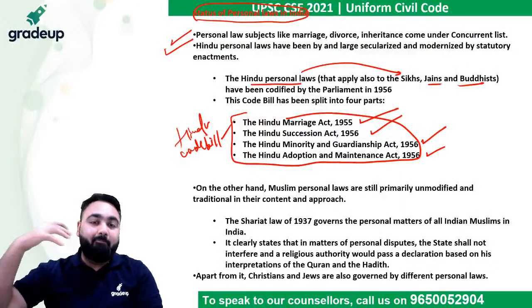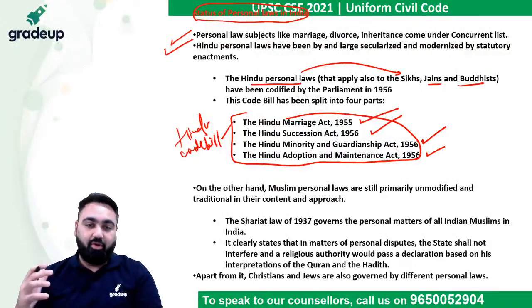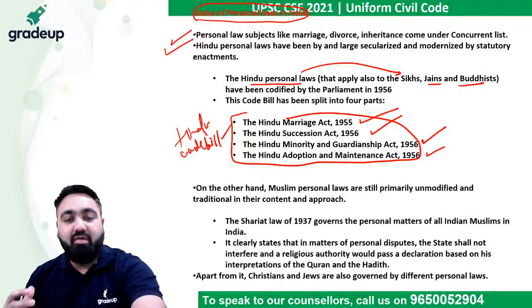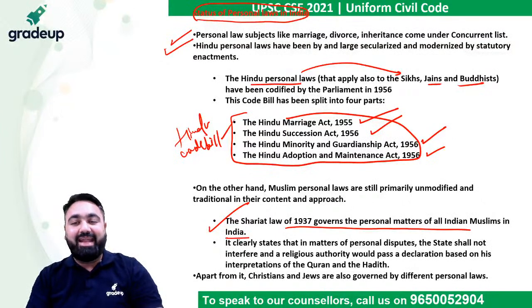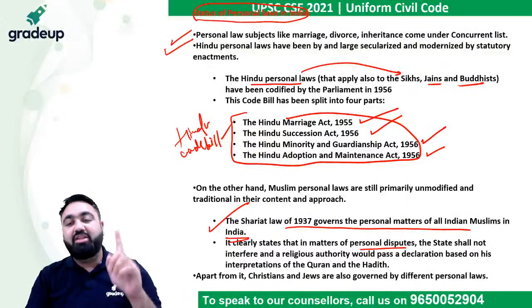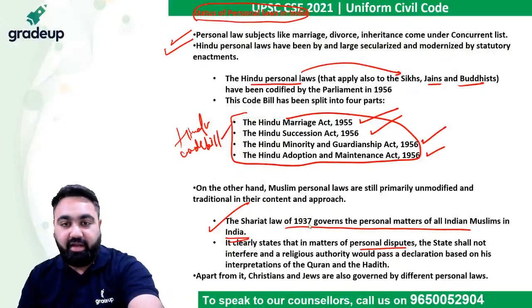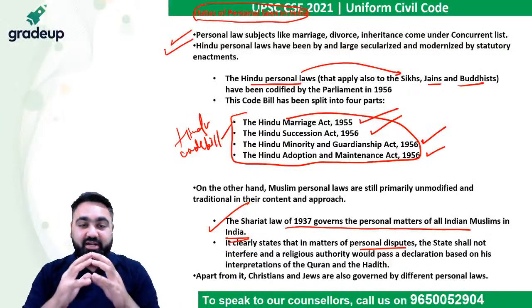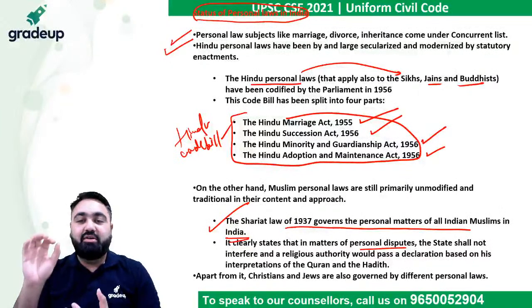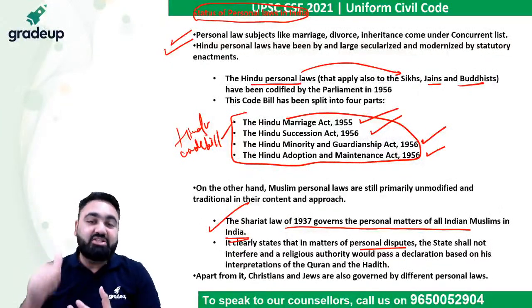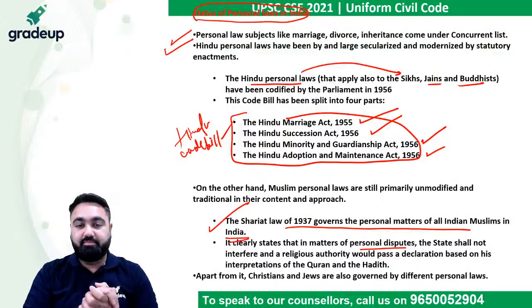On the other hand, Muslims are judged under a different type of law. For example, for Muslims, we have the Sharia law of 1937. The Sharia law of 1937 governs all the personal matters of Indian Muslims. It clearly says that personal disputes are not for the state to interfere in. If Muslims have personal disputes in India, the government and its laws cannot interfere. They will be adjudged depending upon the interpretation of the Quran and the Hadith.